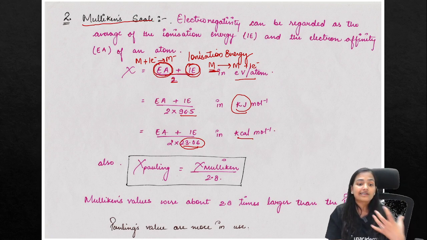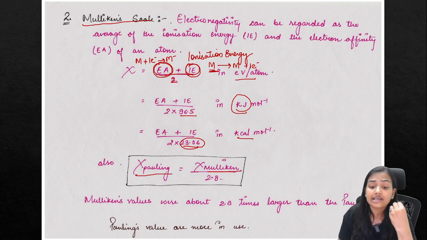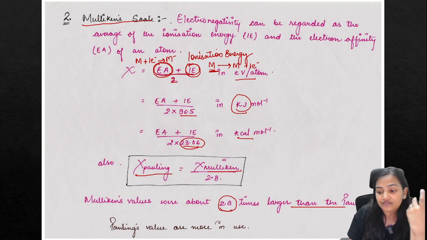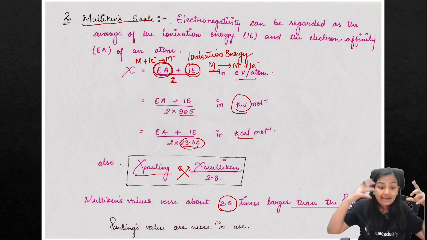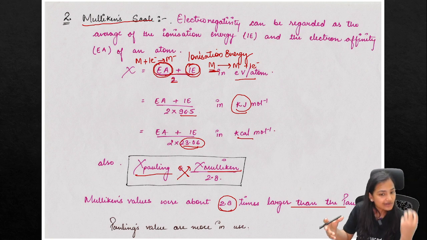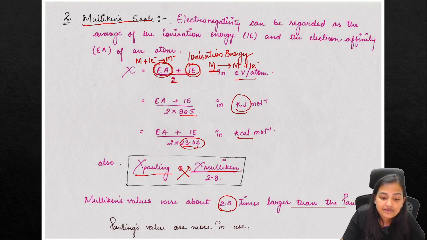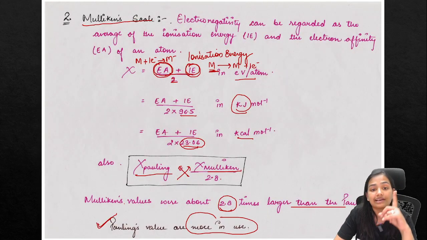So when we found the relationship between the Pauling scale and the Mulliken scale, we found that the Mulliken scale is greater. The values given by the Mulliken scale were 2.8 times greater than that of the Pauling. You just do the cross multiplication, you will be able to get it. So Pauling's values are smaller and the Mulliken's values are larger. But let me tell you, out of all those scales, the scale which is more in use is the Pauling scale, the scale that we first took, which is based on the bond energies.